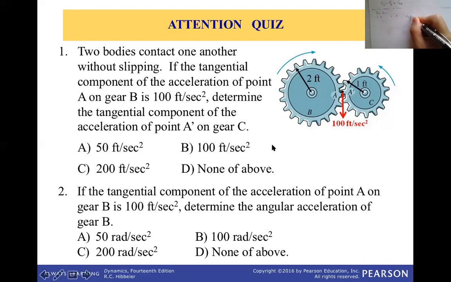But for acceleration, the tangential acceleration should be equal to angular acceleration times R, okay. So in this case, it tells you 100 feet per second squared to be the tangential. The alpha is what you're looking for, and R is 2, okay, so alpha times 2. So then alpha will be 50, okay, so 50 radians per second squared, so that's A, okay, so everyone got that right.